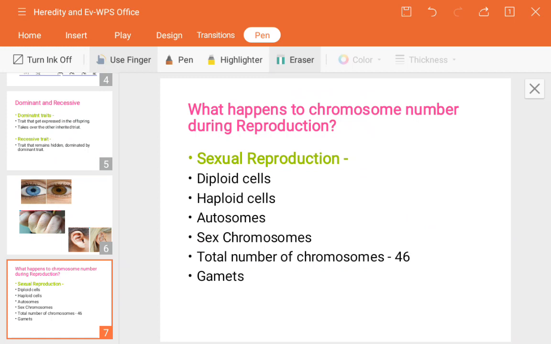Now, what are autosomes? Autosomes are the chromosomes other than the sex chromosomes. First of all, you must know how many autosomes are present in our body, not only ours but in all living beings. About 22 pairs of chromosomes are present as autosomes. Now how many sex chromosomes are present in our body? Only 2, present in one pair, that may be XY or XX.